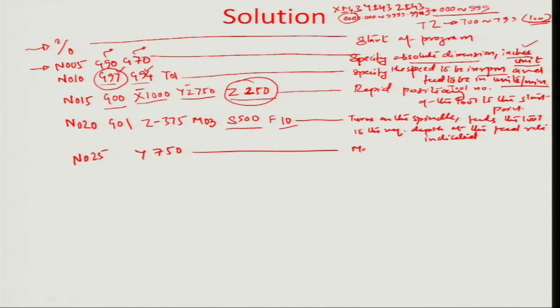So I can write: machines the vertical portion of the L slot.